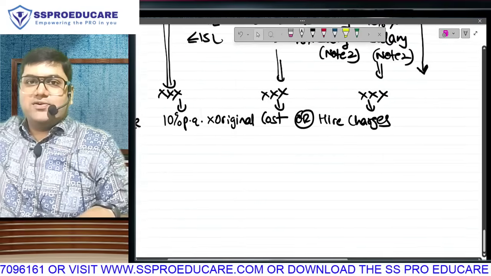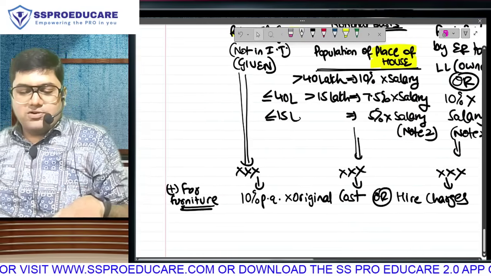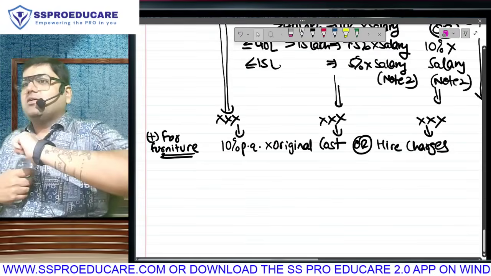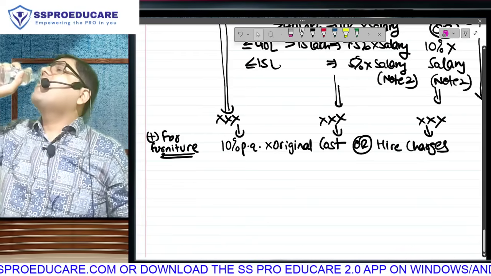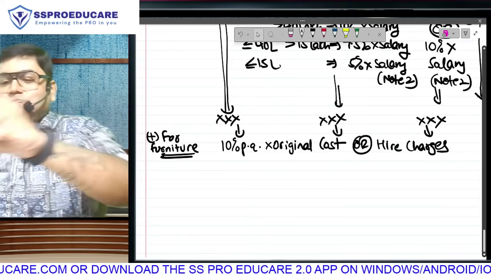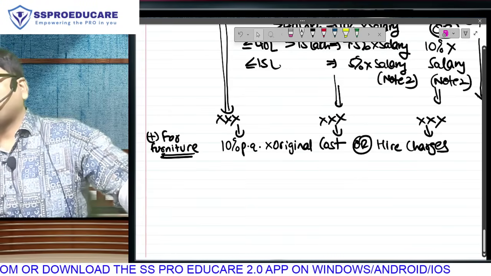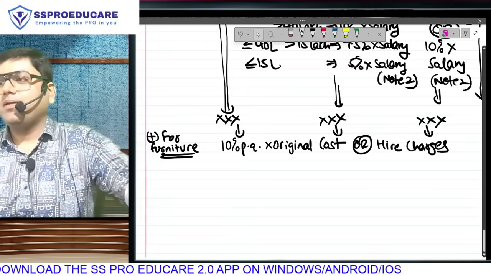Whichever is higher, yeah, whichever is lower. Like last time we did rent or 10% of salary, whichever is lower. Here it will be 10% of original cost or higher charges. Whichever is higher, okay, whichever is lower. So it wants more tax. Oh, 10% of original cost or higher charges, whichever is higher or lower?